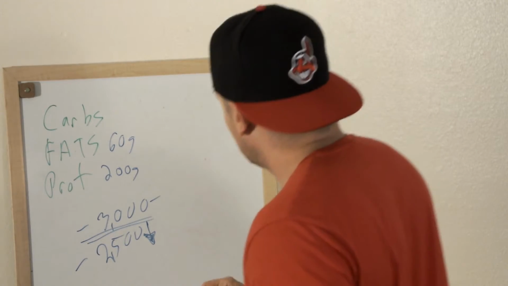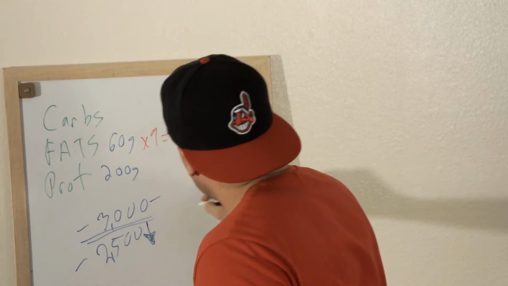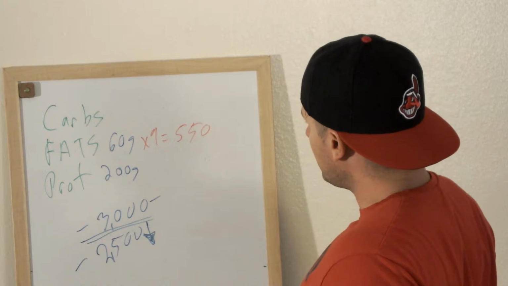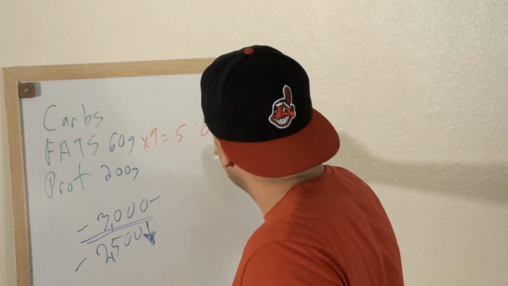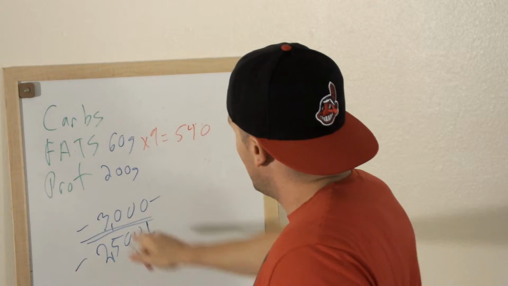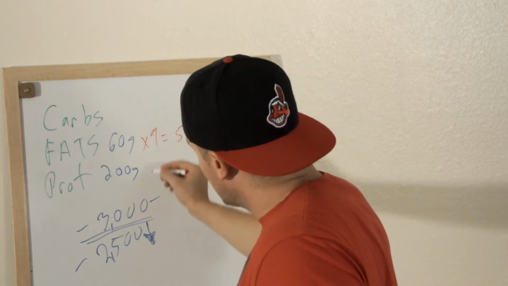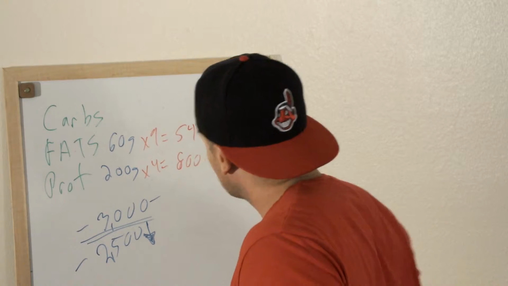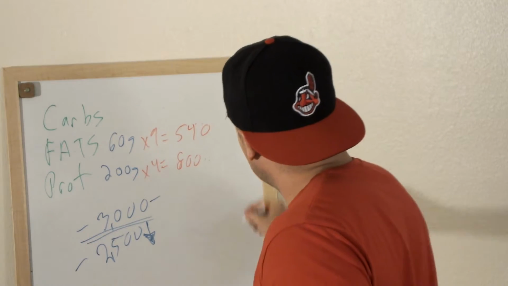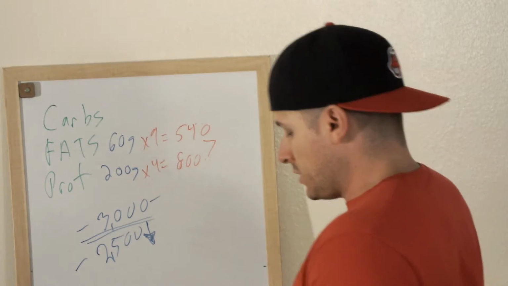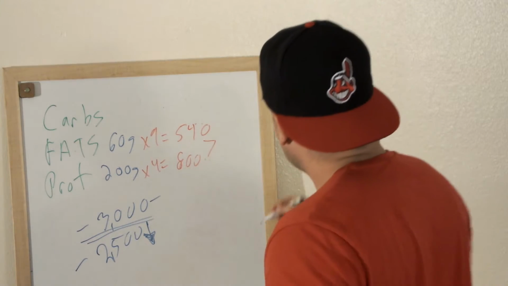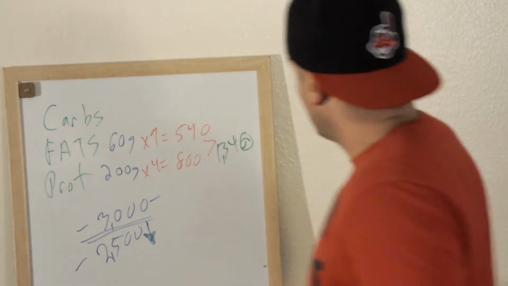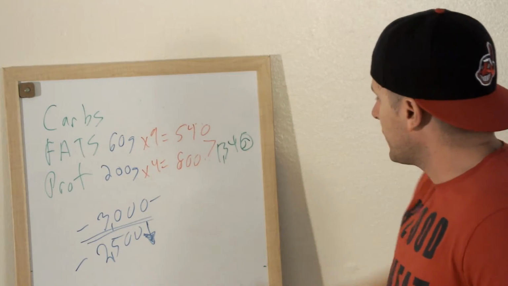So again, fats, you times this by 9, which equals 540 calories. Protein is going to be times 4, and that equals 800 calories. So then we're going to add these two up. Let me change color here. Hopefully you guys can see that. So that's going to be 1,340 calories.